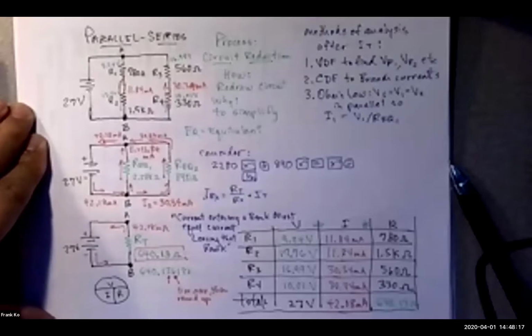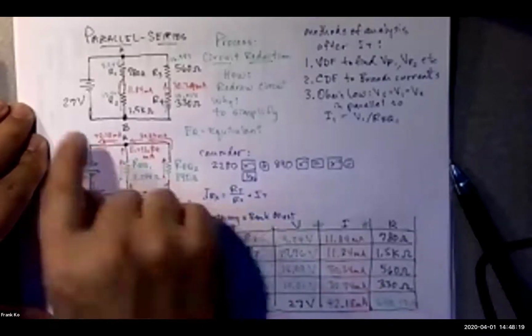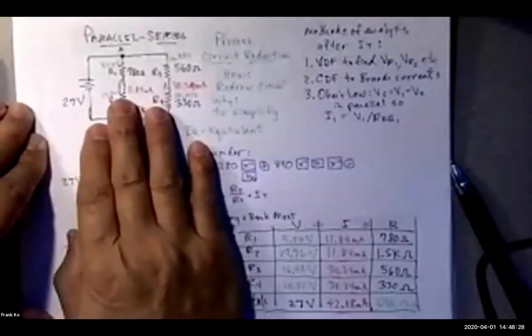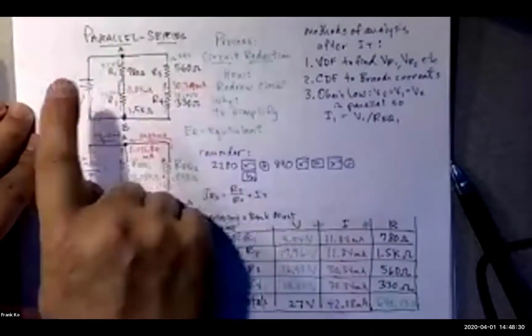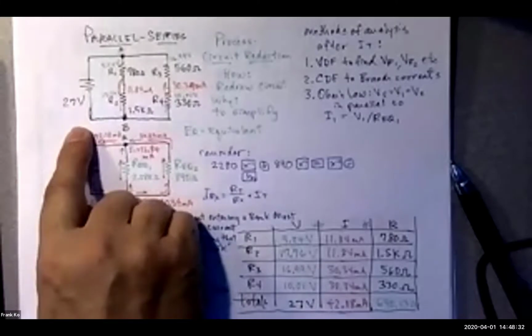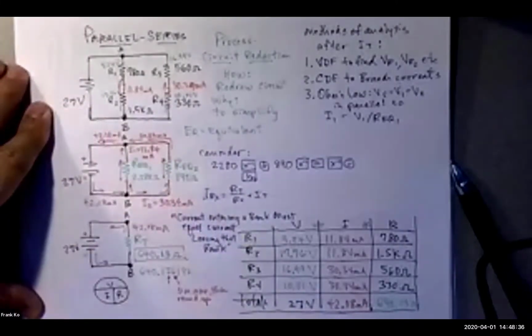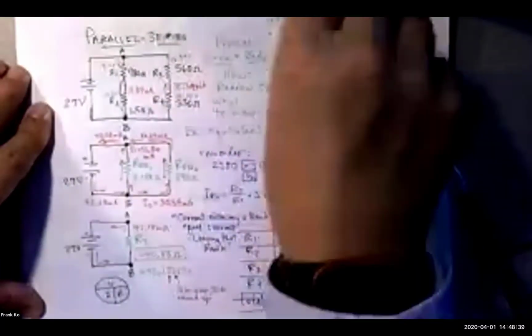All right, while Canvas is thinking, does anybody have any questions regarding this process of analyzing parallel series circuits? And why is this called a parallel series circuit and not a series parallel? Here's the reason why. Take a look at the original circuit.